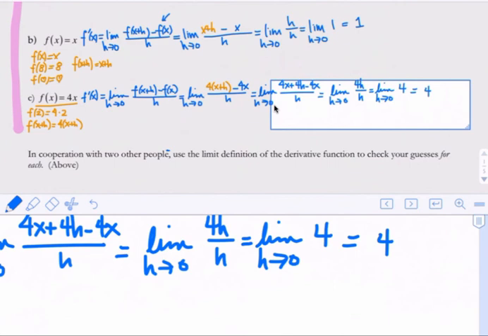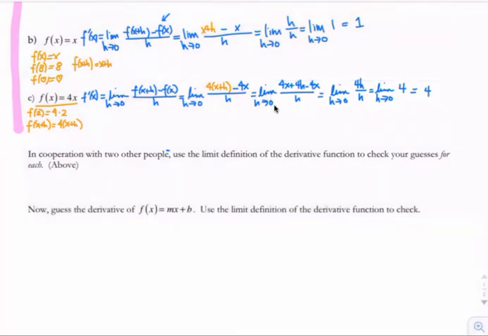Hopefully, these were relatively easy, and this helps you review the limit definition of the derivative and helps verify what your answers were. Okay?